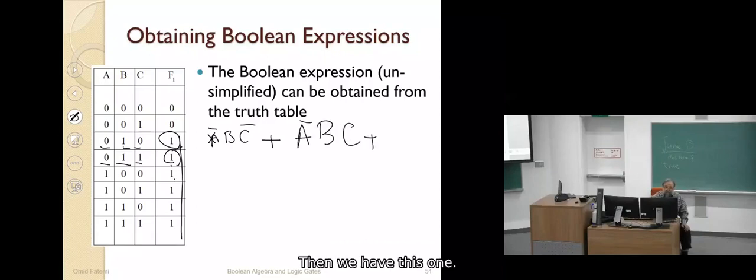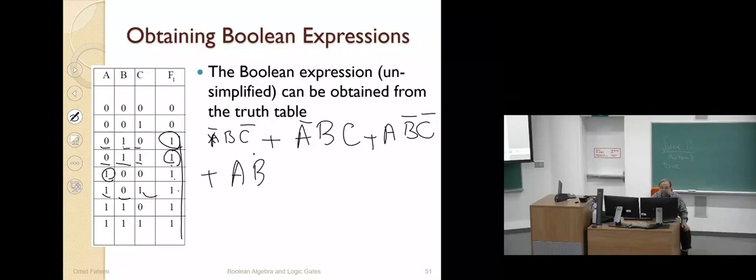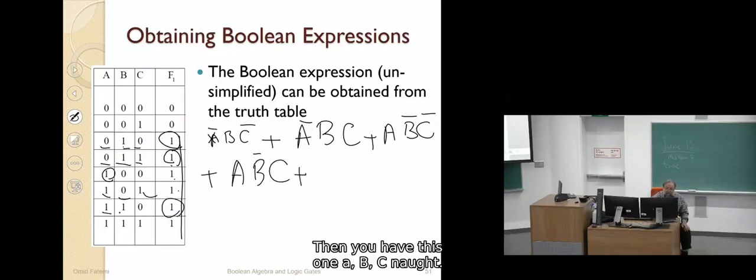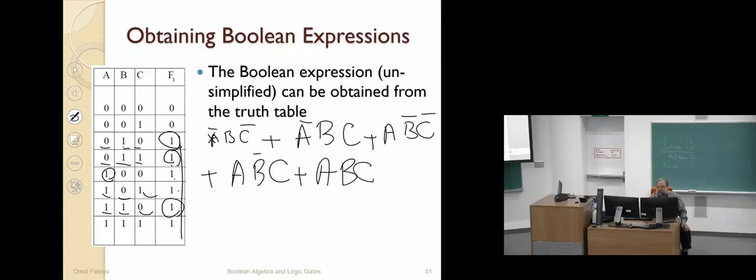Then we have this one. This is A, B naught, C naught. Then we have this one. A, B naught, C. Then we have this one. A, B, C naught. And the last one is A, B, C.